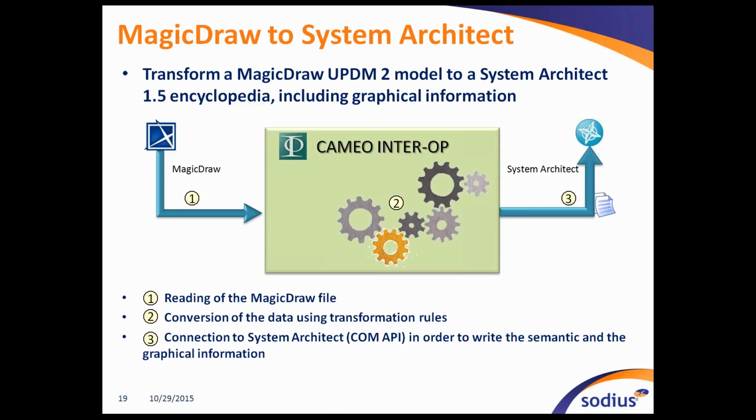And the last transformation I would like to present is the MagicDraw to System Architect transformation. This one transforms a MagicDraw UPDM2 model to a System Architect 1.5 encyclopedia, including graphical information. We read the MagicDraw file, again an MD zip or an MD XML file. We convert the data using transformation rules, and we connect to System Architect to write the semantic and the graphical information into the tool.